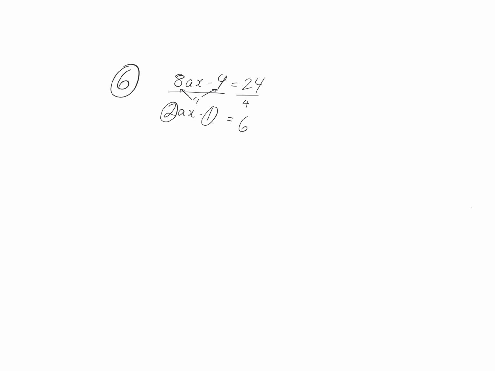The other way to think about it is if you have 8ax minus 4 equals 24, you could factor out a 4 from the left side, leaving you with 4 parenthesis 2ax minus 1 equals 24. And then you can see that 4 times this entire thing here is 24, so that must be 6. So the answer is B.